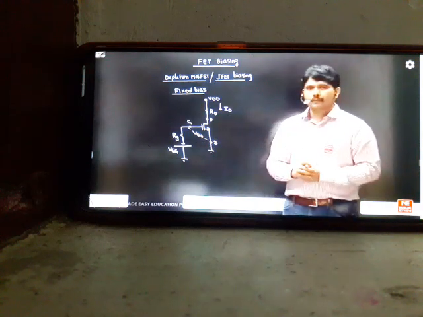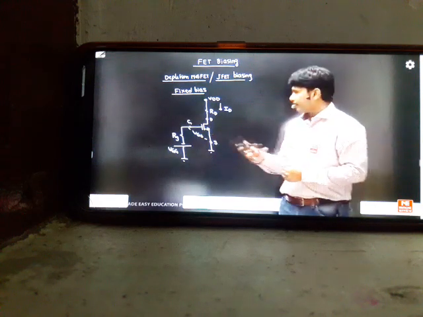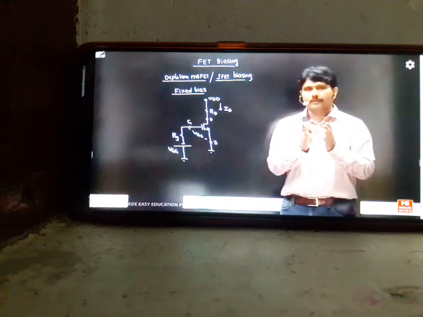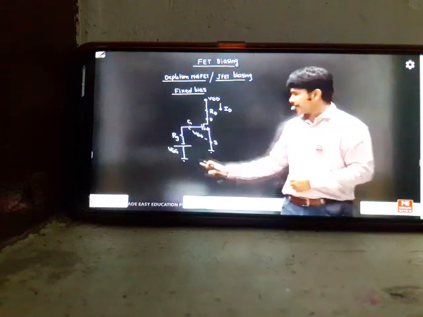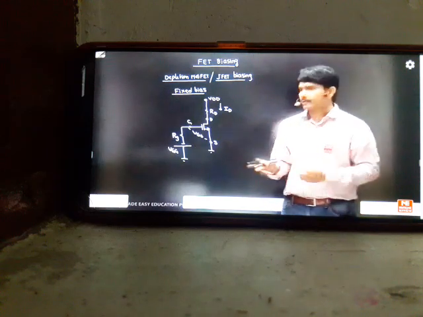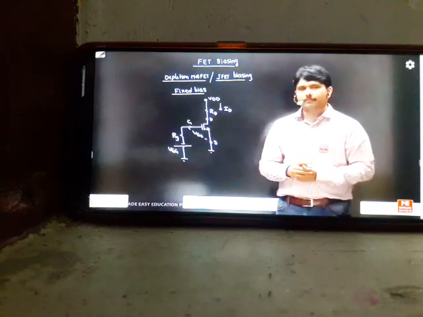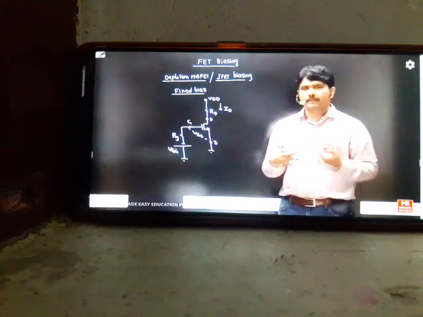What is the reason for that? Why should I take two batteries? Because in depletion MOSFETs or JFET, the input should be reverse biased. If you want input reverse bias, we need a reverse battery separately for that. If you ask for forward bias, simply I'll take a resistor like this and make VGS positive. But there is no chance that from VDD I can make reverse bias.